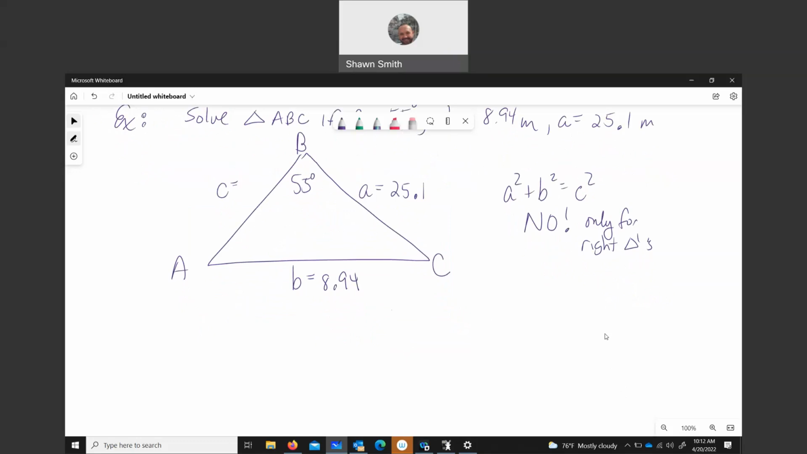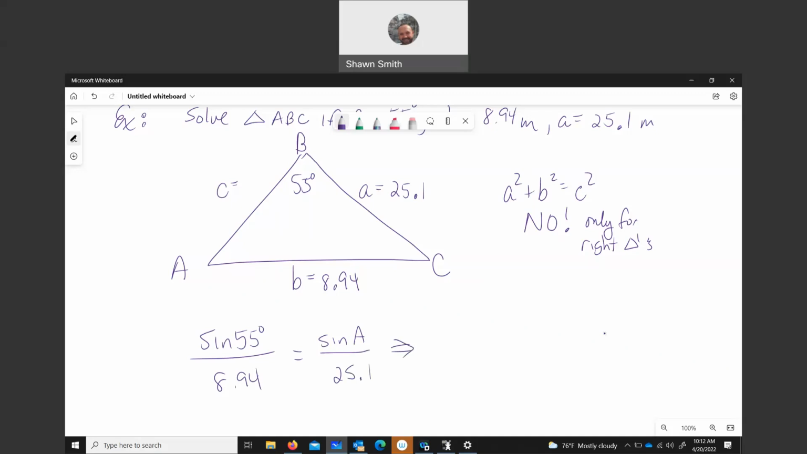Again, remember, if you're forced to solve for an angle first, there may be two possible values of that angle: the one from 0 to 90 degrees, and it might be an obtuse one from 90 to 180. So with law of sines, we would have the sine of 55 degrees over 8.94 is equal to the sine of A over 25.1.